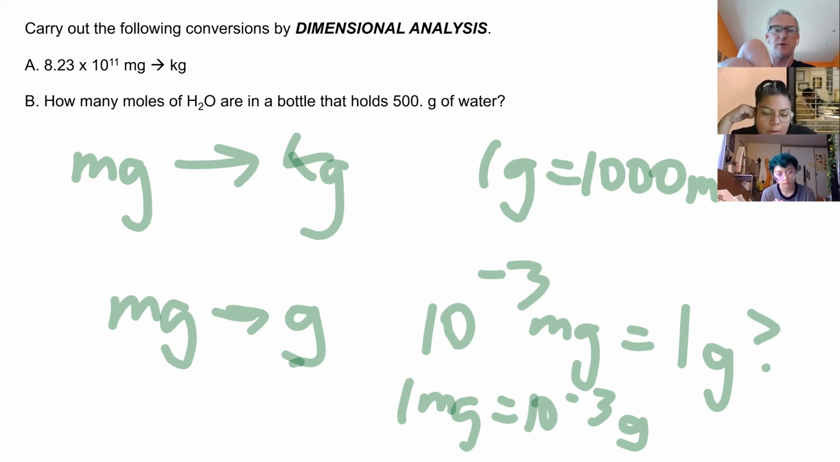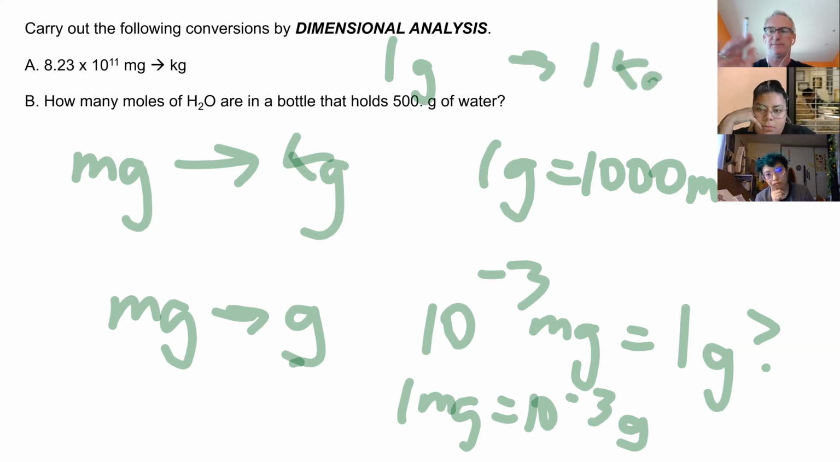So what about kilograms, though? What's the difference between 1 gram and 1 kilogram? How many grams are there in a kilogram? Which one's bigger first? Kilogram is bigger. So how many grams are in a kilogram? 1,000. Yeah, kilo means 1,000, and milli means 1,000th.